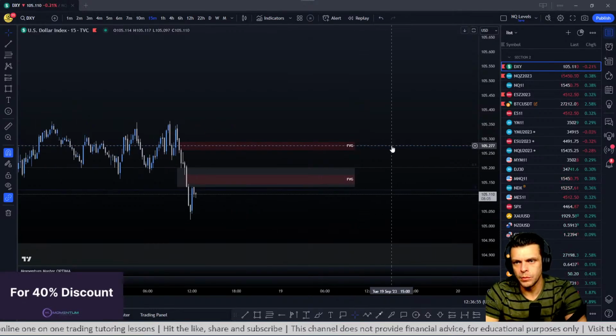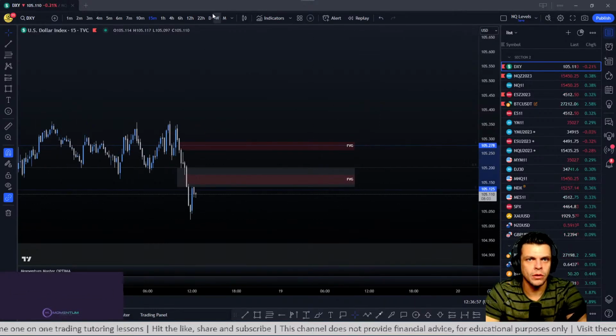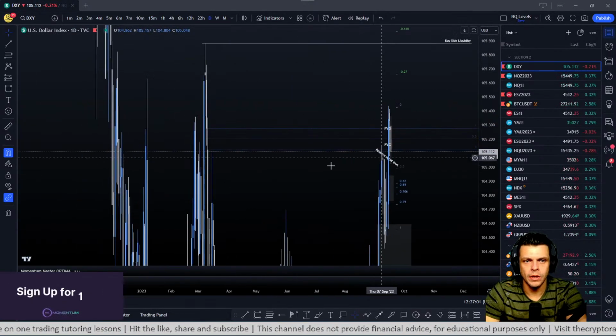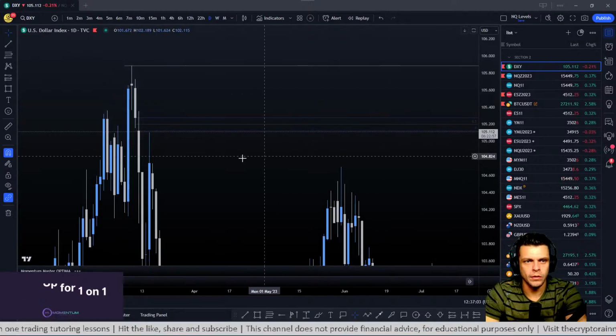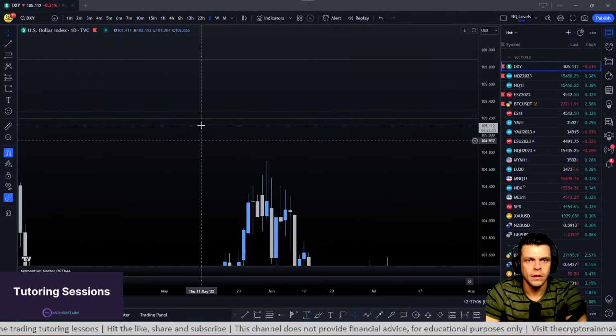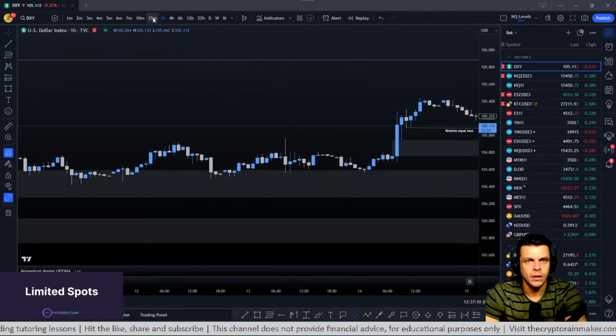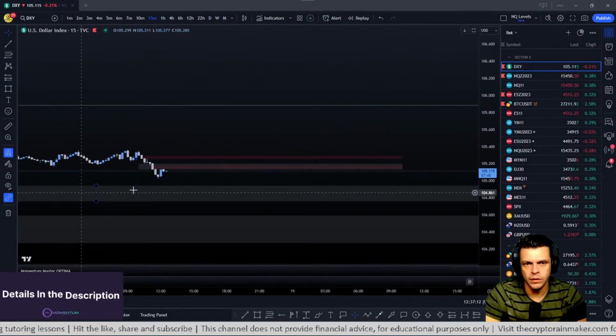Okay, I'm just going to remove these blue lines. These blue lines are from the volume imbalance that we identified a couple of weeks ago. We got that nice rejection, so I'm just going to remove it for now. And let's go back to the 15.